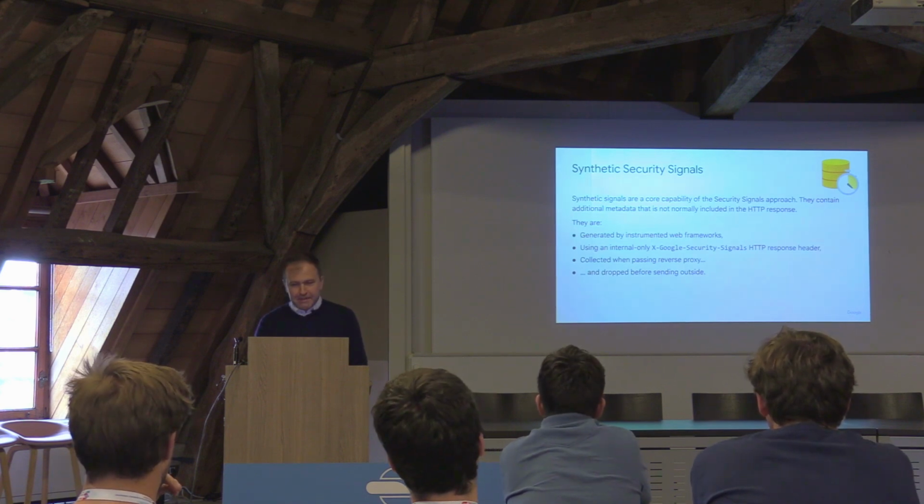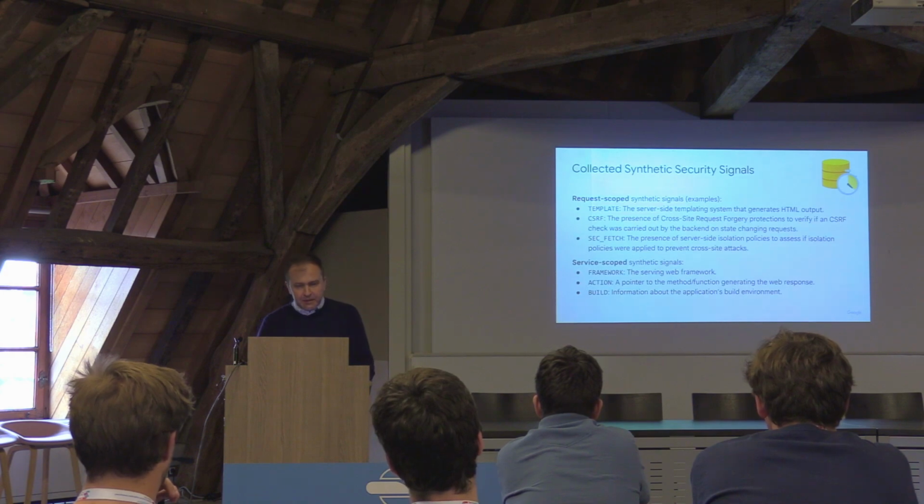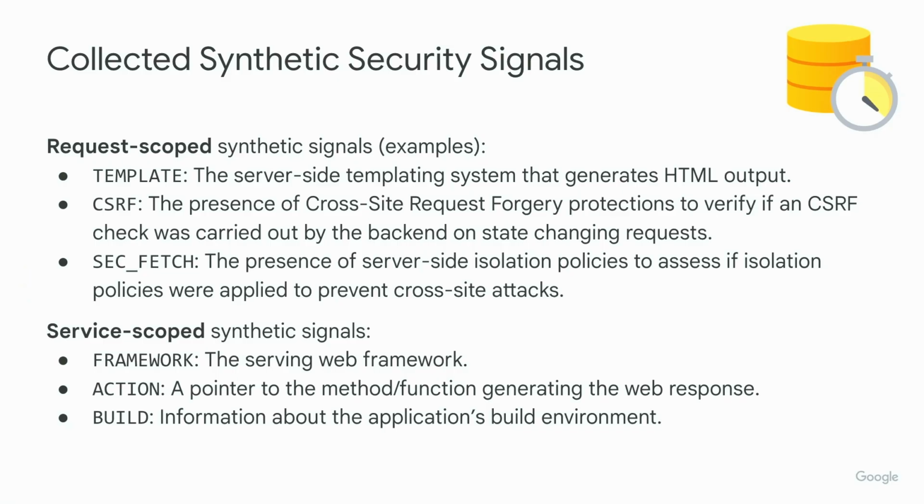Yeah, long name. So what do we collect in those synthetic security signals header? A few examples here. We want to understand what templating system has been used to generate the website. Was there cross-site request forgery protection? Essentially the token, was it verified by the web application? Was it verified in a way which was approved and recommended by the security team? Was there a presence of any server-side isolation policies to make sure that there are no cross-site attacks on the server side? What web framework was used?